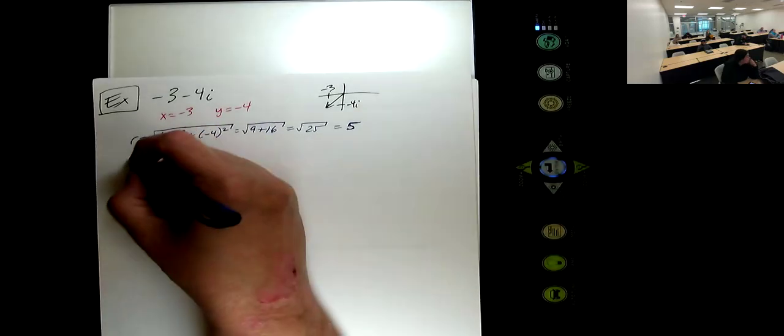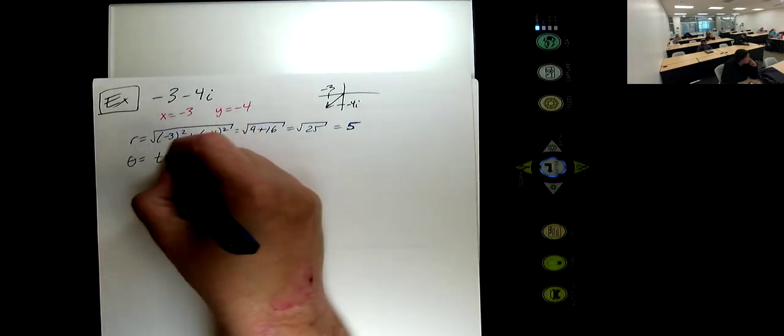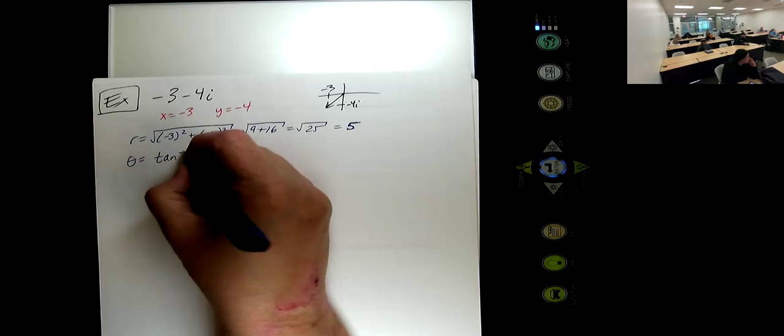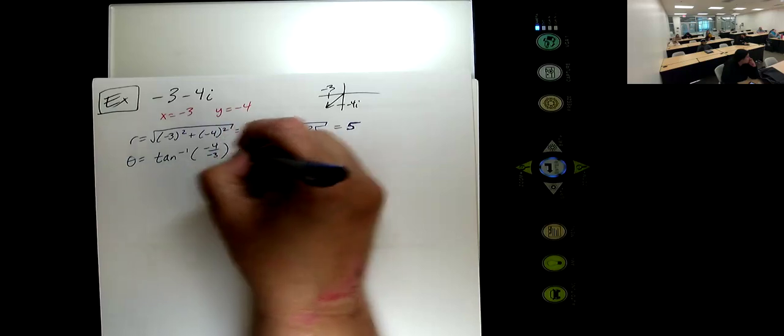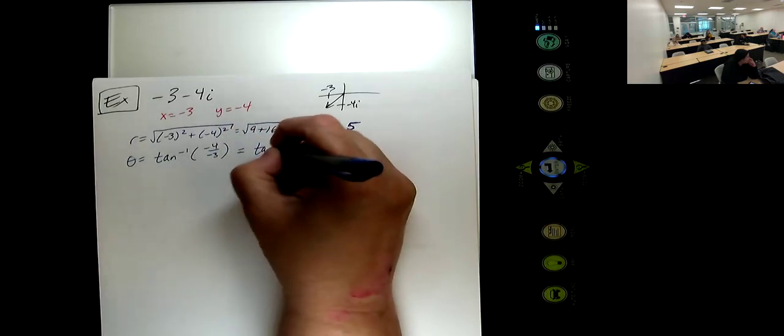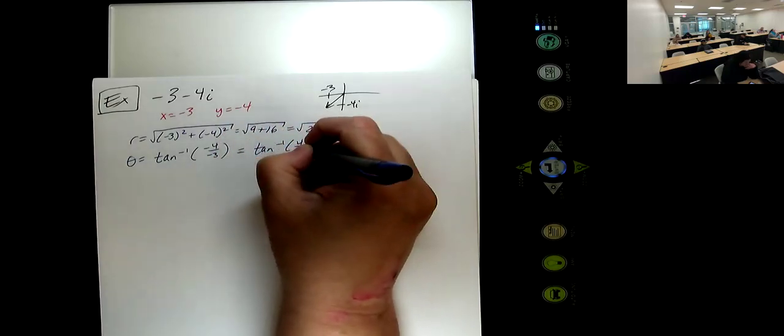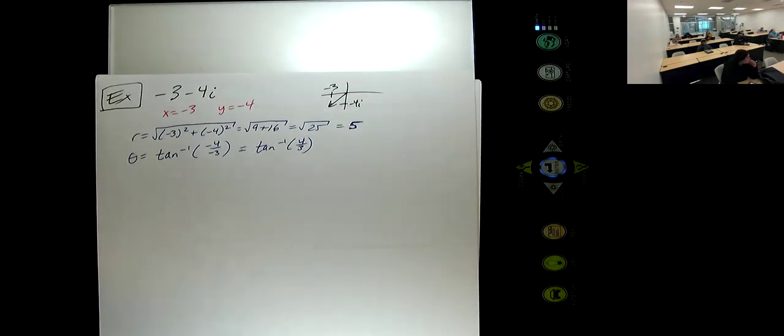Fortunately for theta, I don't know what this one is. Theta is going to be tangent inverse of -4 over -3, which is tangent inverse of 4/3. And that requires a calculator.